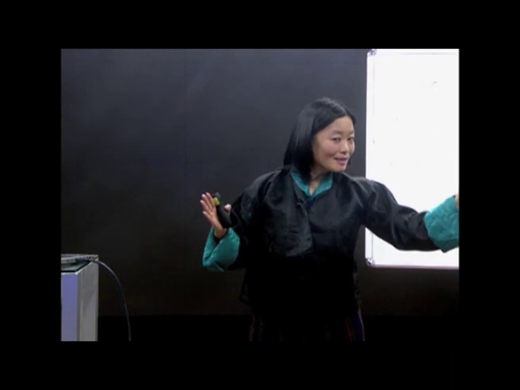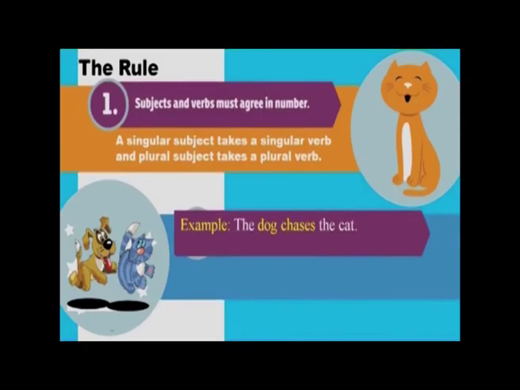A singular subject must carry a singular verb. A plural subject must carry a plural verb. This is the rule. Singular subject, singular verb. Plural subject, plural verb. We will come to know more when we look at the examples. The dog chases the cat. In this example, the dog chases the cat.